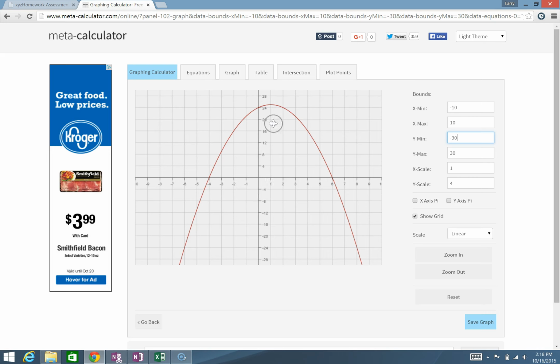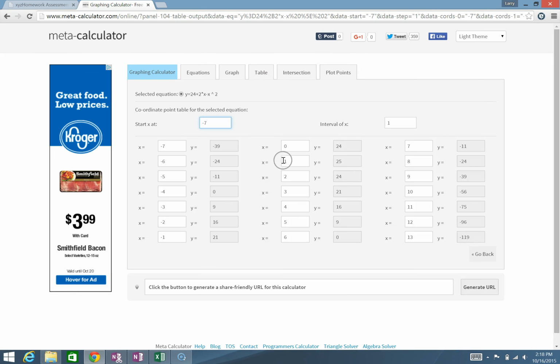It's at the point 1, 25. We could look at the table and verify that. When x is 1, y is 25. All right, with that information, you should be very successful on 5.1.